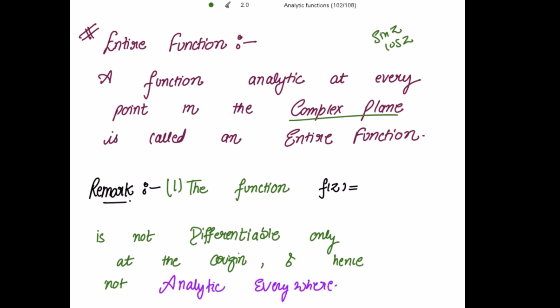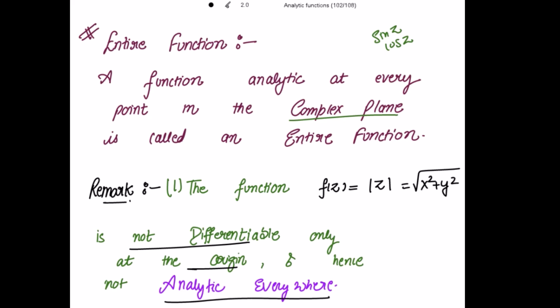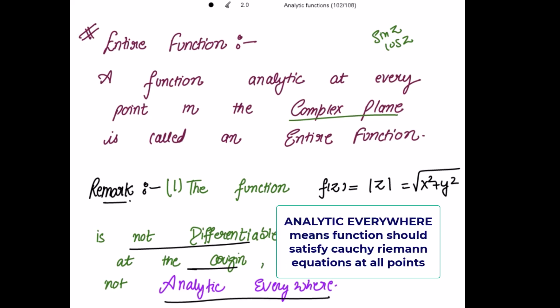Next, the remark. A very common function I am going to take here is f(z) equal to mod z. What is mod z? It is the square root of x square plus y square. This function is not differentiable only at the origin, and hence it is not analytic everywhere. Only at the origin it is not differentiable. So we say that this is not analytic everywhere.